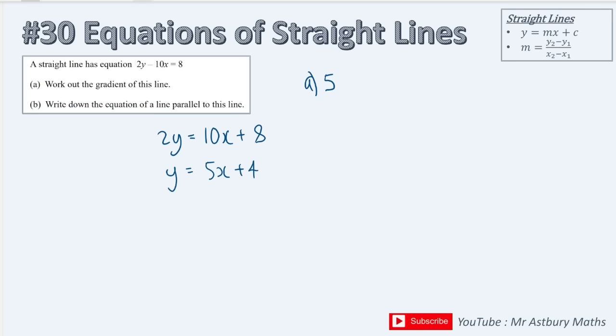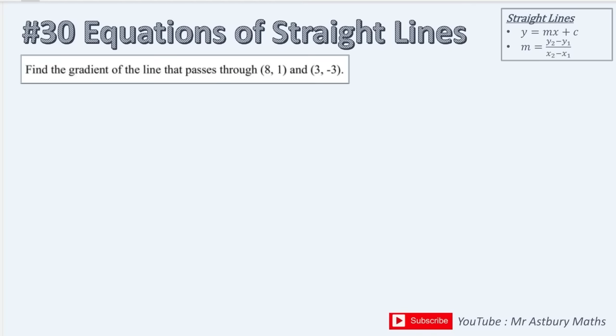Okay, part B is asking me to write down the equation of a line parallel to this line. So if it's parallel, it has the same gradient. So it'll be y equals 5x. And then we can add on literally anything or take away anything. We could just change the y-intercept and that will give me a parallel line, as long as it's not plus 4, because that would be the same line.